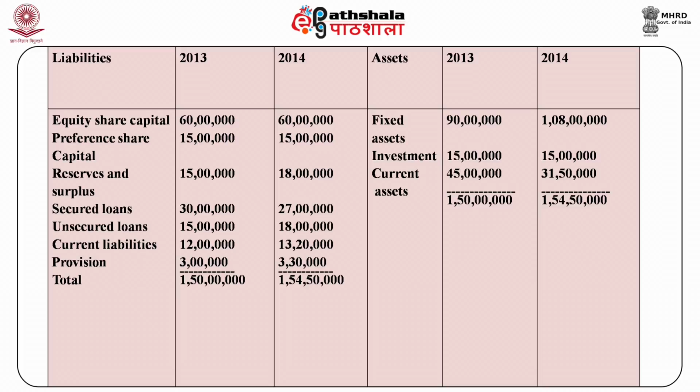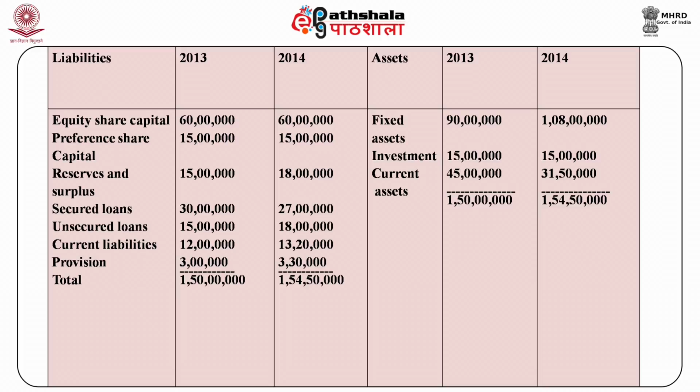For secured loans it is 30 lakh. For unsecured loans it is 15 lakh. For current liabilities it is 12 lakh. And for provisions it is 3 lakh. The respective figures for 2014 are: equity share capital 60 lakh, preference share capital 15 lakh, reserves and surpluses 18 lakh, secured loans 27 lakh, unsecured loans 18 lakh, current liabilities 13 lakh 20,000 and provisions 3 lakh 30,000.